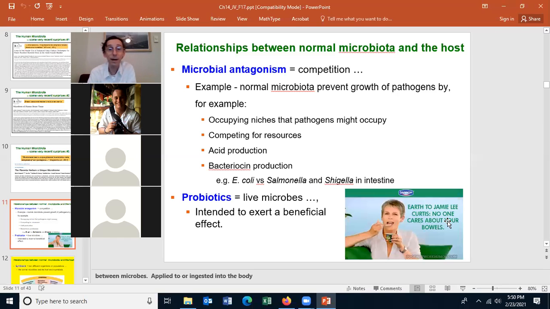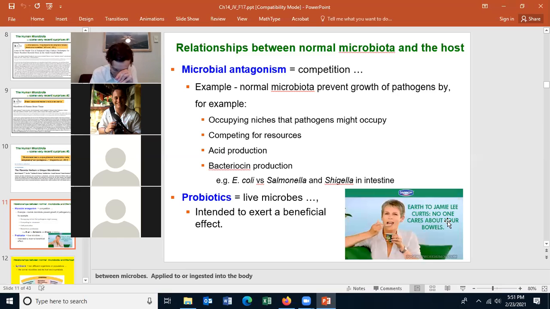Anyways, your normal microbiota can compete with bacteria that can be pathogenic. And how they can compete is they can prevent the growth of the pathogen by occupying the niche that the pathogen would occupy. And with our skin and our intestines, that happens all the time. That's why when you consume the wrong bacteria, one of them is unlikely to give you the disease. With Salmonella, you need at least 500, I think, Salmonella cells before you'll get Salmonella.